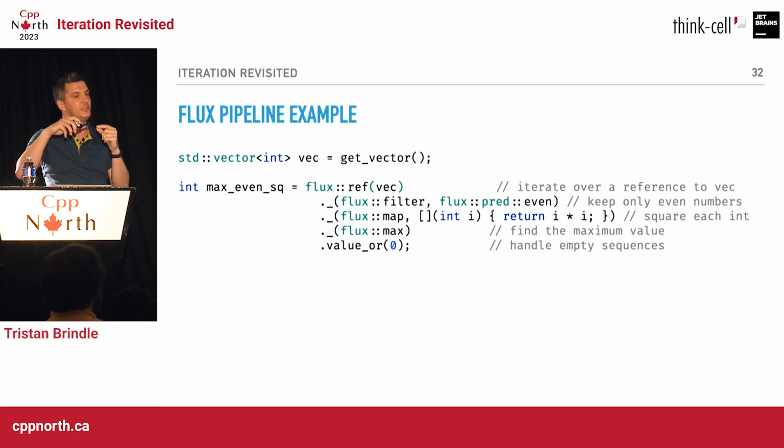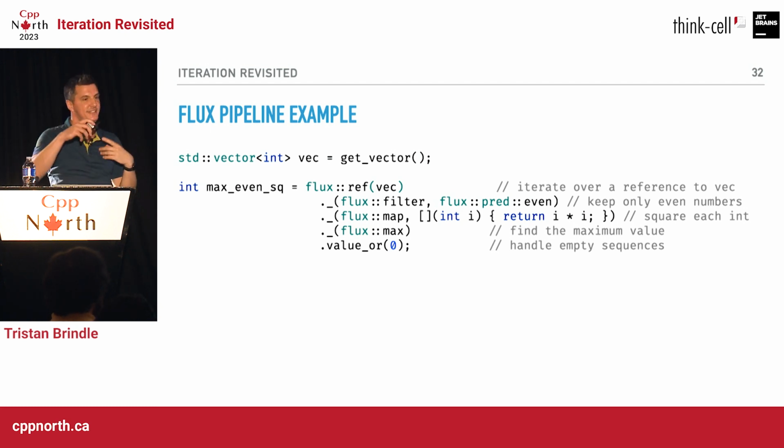And then eventually it says, I want to do my read operation. And the read operation says, okay, I'm going to call read on the map, which is going to call read on the filter, which is going to call read on the vector. So I'm going to get a value out of the vector. If that element is even, then that's going to be passed to the map's read operation. The map's read operation is going to square it, and then that's going to be passed to the max algorithm.